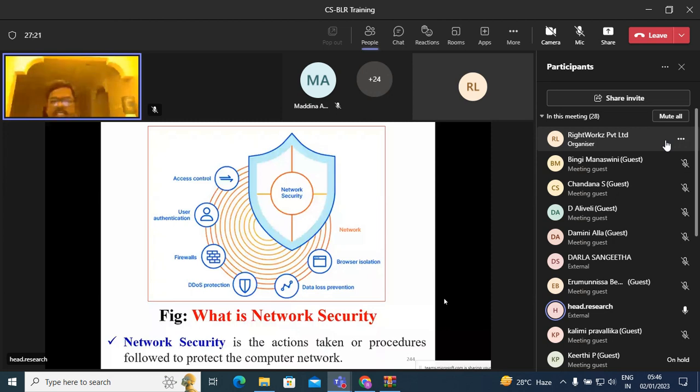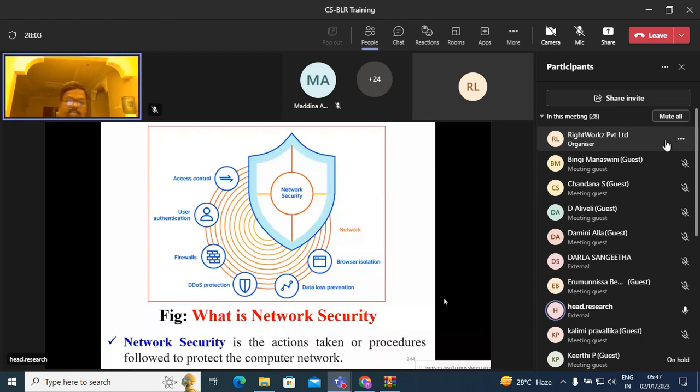Network security is the actions taken or procedures followed, by access control, user authentication, firewalls, distributed denial of service, data loss prevention and browser isolation, to protect the computer networks. So what is meant by computer networks? A computer network is nothing but a collection of interconnected autonomous computers in a network, in the fashion of local area network, wide area network and metropolitan area network.